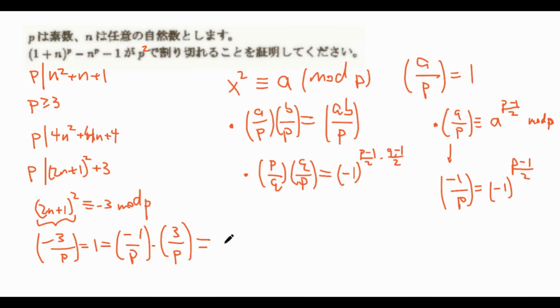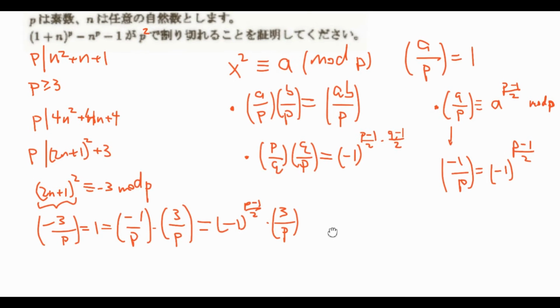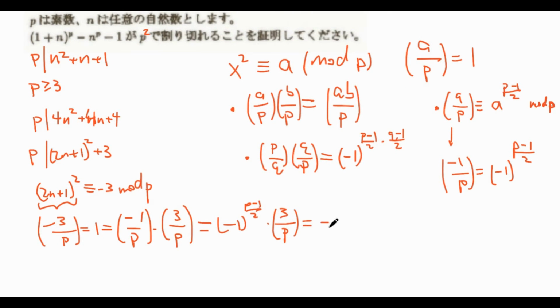So we can set this thing as equal to negative 1 to the power of p minus 1 over 2 times 3 over p. So now how do we deal with this 3 over p? Well, now we can use the quadratic reciprocity theorem to turn this into something a little bit nicer to deal with. In particular, 3 over p is equal to negative 1 to the power of p minus 1 over 2 times q minus 1 over 2, where q is equal to 3. So basically 3 minus 1 over 2 is just 1.